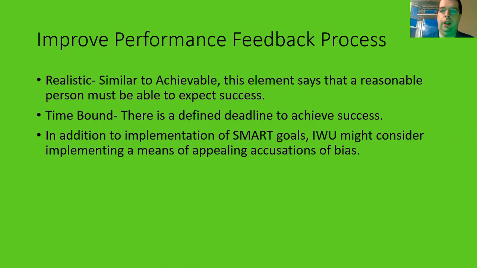So specific, our goal is 95% accuracy. Measurable, we simply keep track of the calculation sheets being done. What percentage of them are without error? What percent do have error? Achievable and realistic, a 15% improvement over 3 months. I would say that's achievable and realistic. And time bound, we got a 90-day timeline. This would be an example of SMART goals.